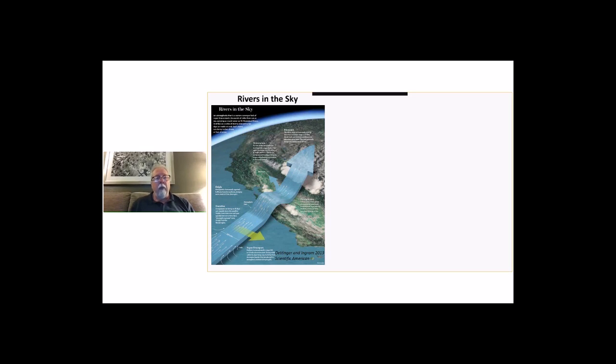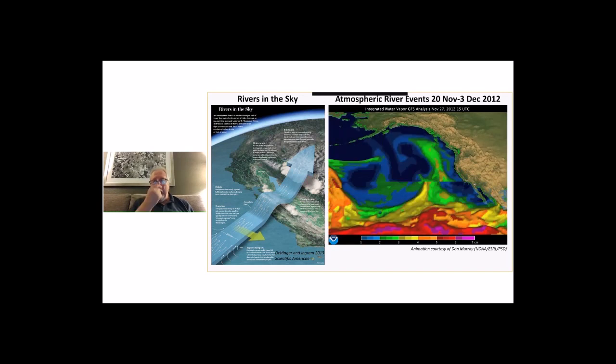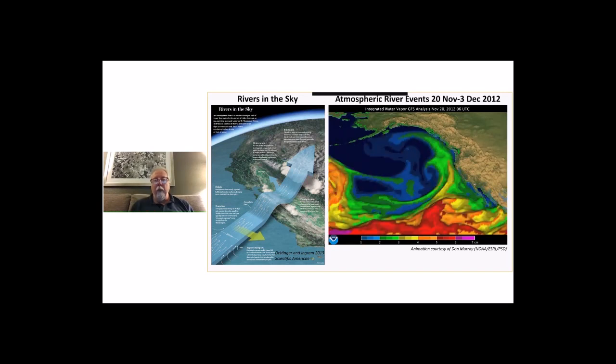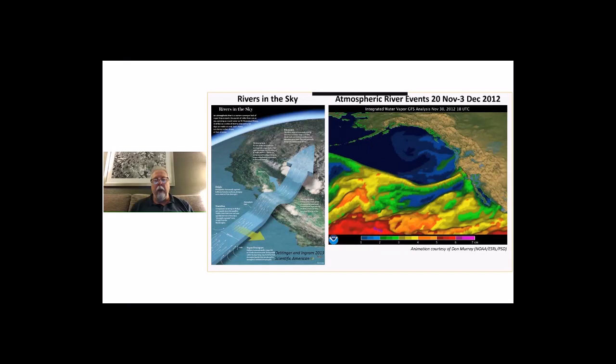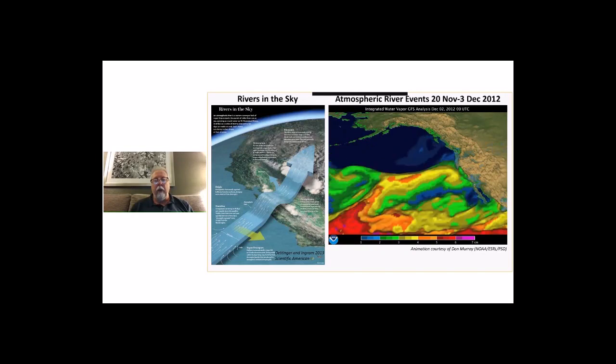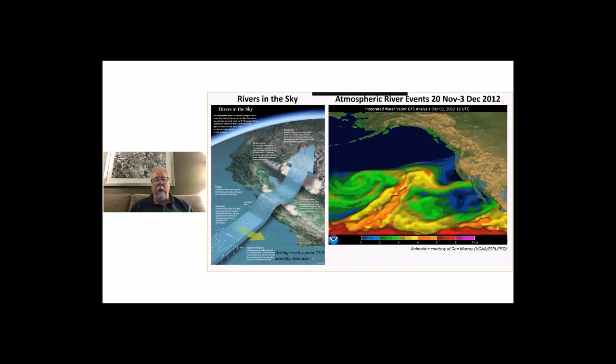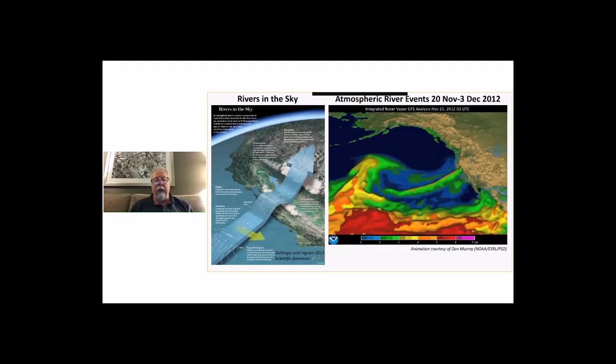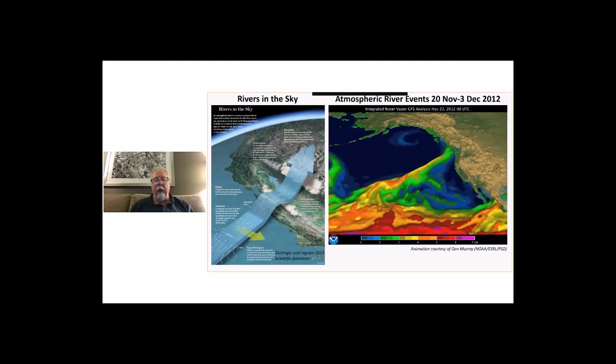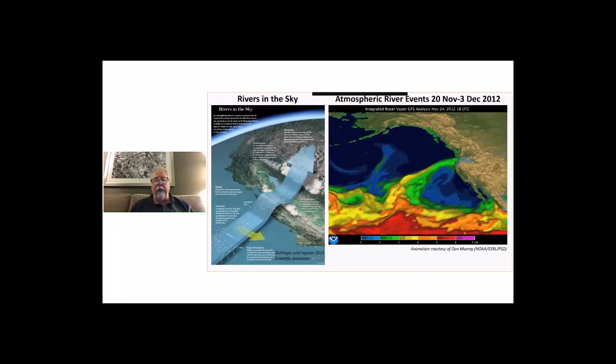I'll show you more about what that looks like in reality here in the form of a loop of a parameter we use to look at ARs oftentimes called integrated water vapor. It's the amount of water vapor in the atmosphere above the point if you took all the vapor and condensed it down to liquid. And the units are in centimeters.